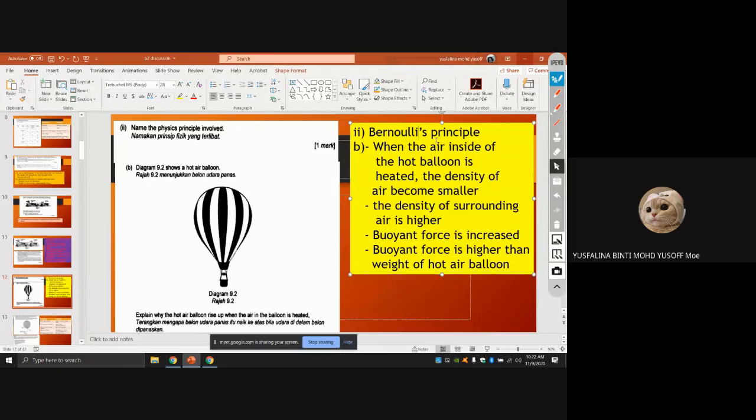Name the physics principles involved. So this is the hot air balloon, I think. So this one is not Bernoulli. This one is Archimedes. Archimedes principle, right? Alright, the next one is asking you to explain why the hot air balloon rises up when the air in the balloon is heated.